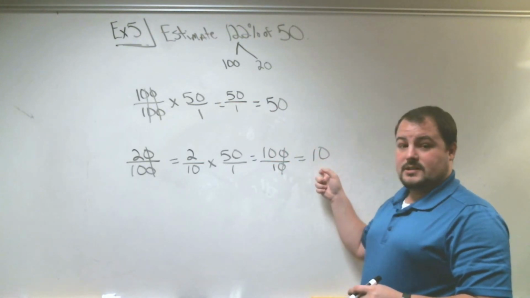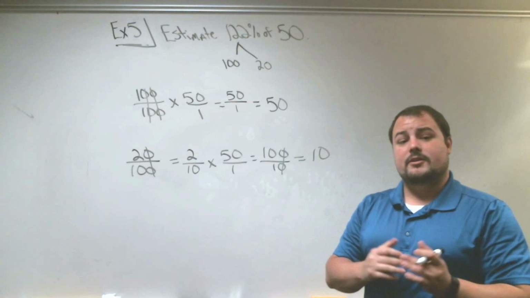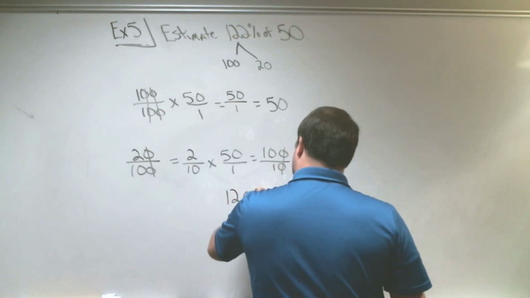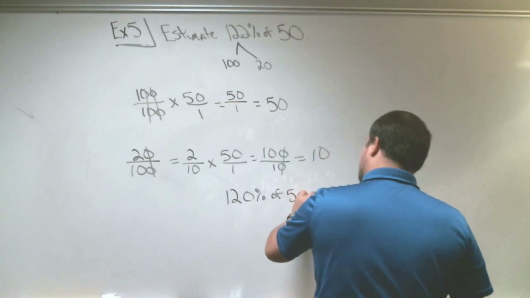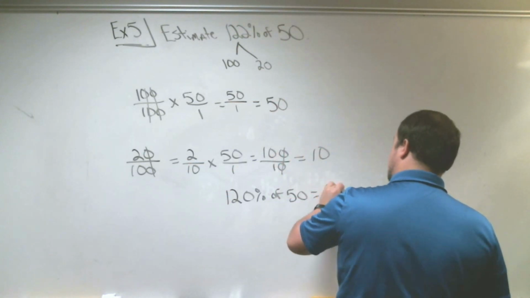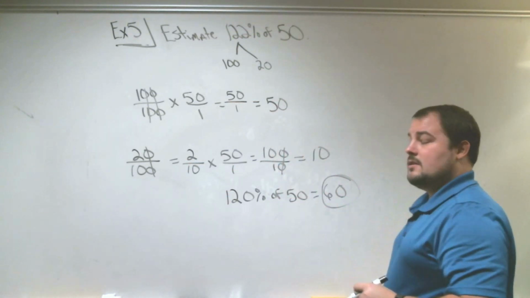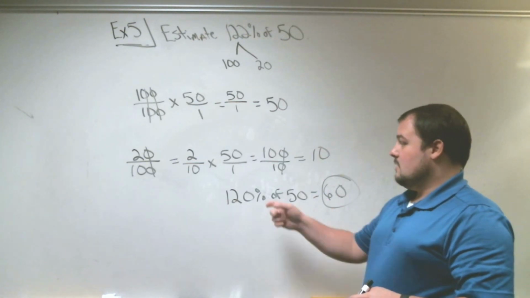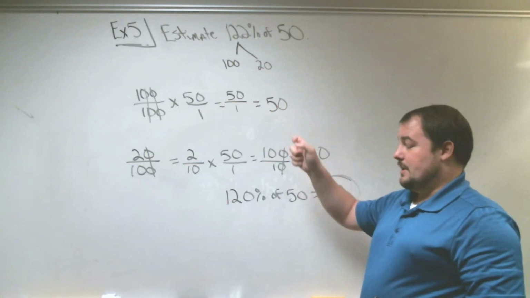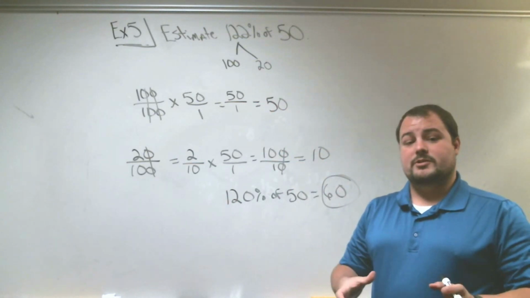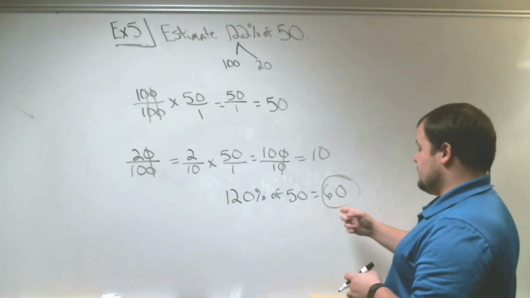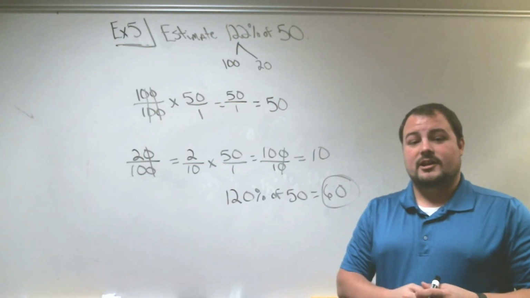20% of 50 is 10. Add those together, 50 plus 10, and 120% of 50 equals 60, and that's my answer. All I did was add those two numbers together, and that gives me my answer. The 50 represents 100%, and the 10 represents 20%. So 100 plus 20, 120. 120% of 50 is 60. That's our answer to this problem.